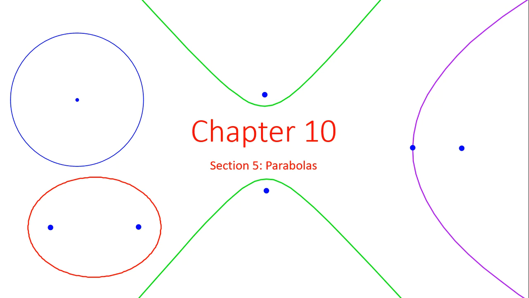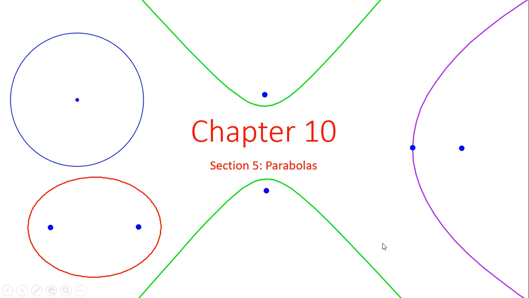Welcome back to Section 5 of Chapter 10 on Parabolas. This is the last section that we're going to be looking at the types of conic sections. After this, we'll be working a little bit with them. So this is the last one with all sorts of vocab and stuff like that.